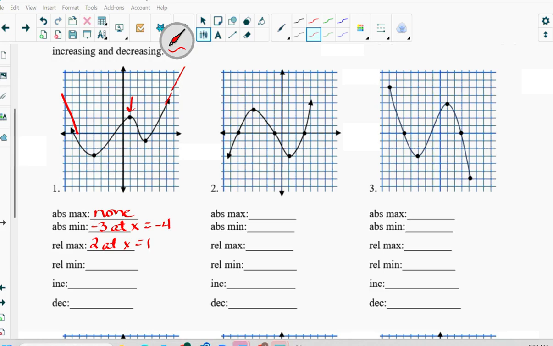Okay, relative mins. An absolute min can also be listed as a relative min. So we actually have 2 relative mins here. What are the 2 mins? Well, one of them we already know, right? -3 at x equals -4. I know the line is not big enough for this. What is the other one? -1 at x equals 3. Squeeze that in there. Okay.